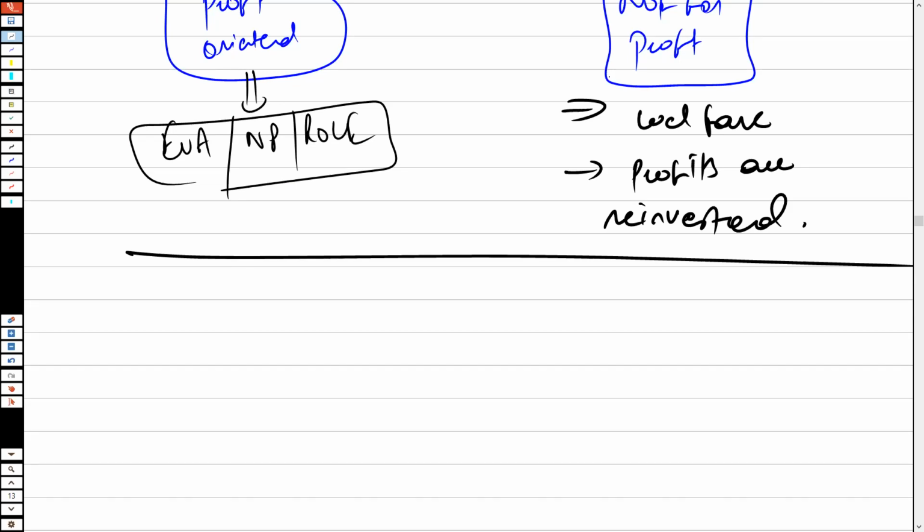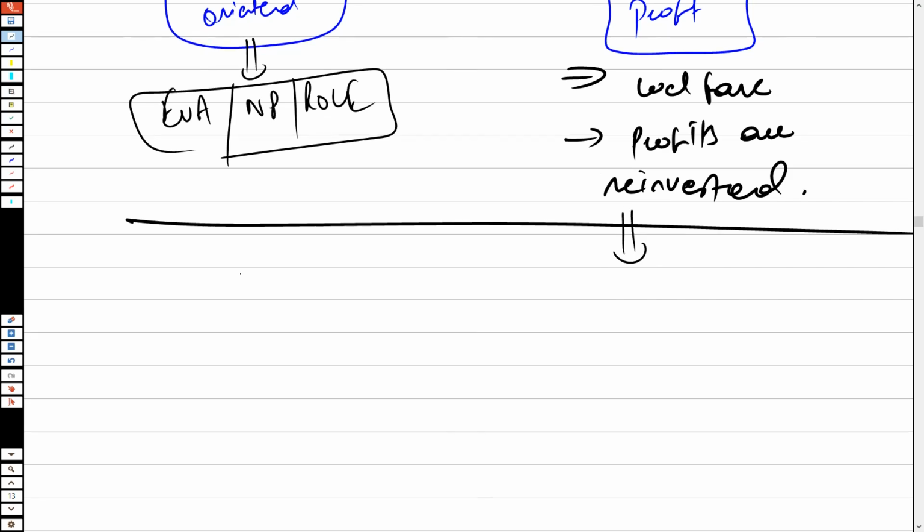The objective of this organization is to serve the people at large, to serve the societies, to serve the public. That's what the objective of the organization is. Now, whenever we have to measure the performance of a not-for-profit organization, we generally perform value for money audits.